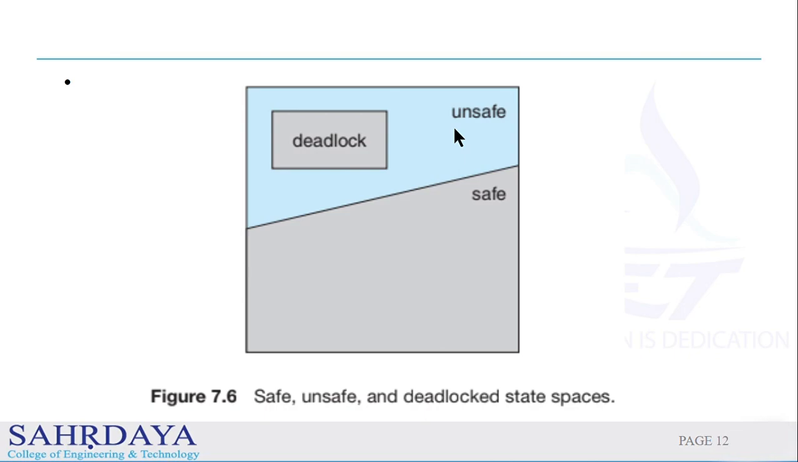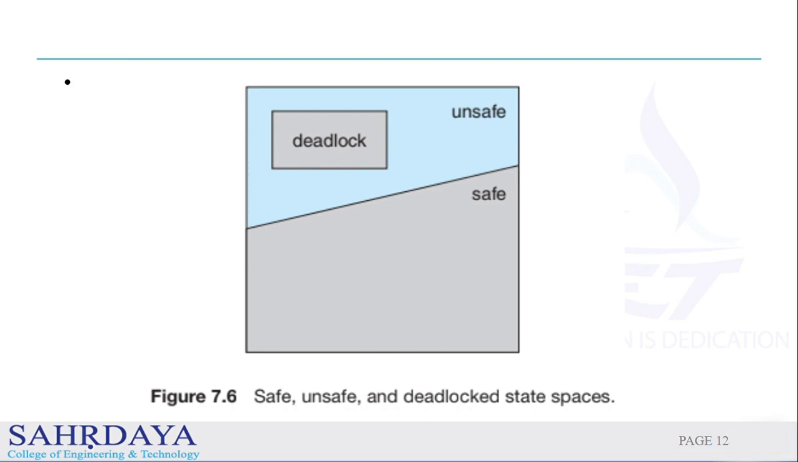But a system in an unsafe state may come to deadlock. Unsafe state does not mean that the system has a deadlock. Sometimes the system is in an unsafe state, but deadlock will not occur. Sometimes the system is in an unsafe state and deadlock occurs, so you can say that an unsafe state may lead to deadlock. Fine.